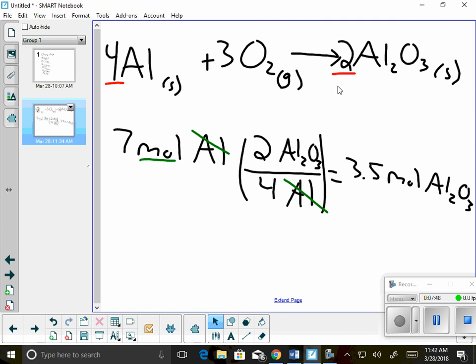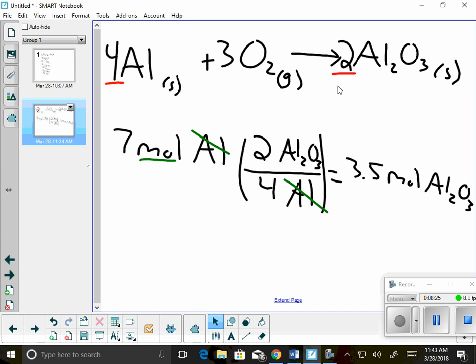Our answer would be 3.5 moles of Al2O3. Now, you have to include the units on this. And not only moles, but of what? Because I could have asked you a question like, 7 moles of aluminum requires how much oxygen to react with it? The nice thing about stoichiometry is I can solve for anything in this equation. And because I can convert from one compound or element to another, I have to include what I'd call a complete unit for my final answer.